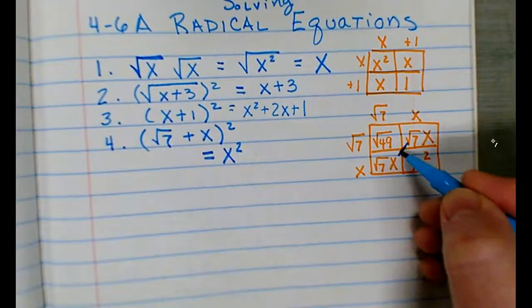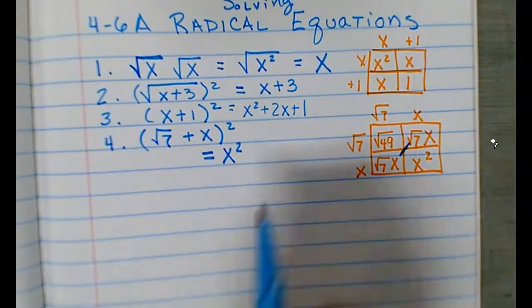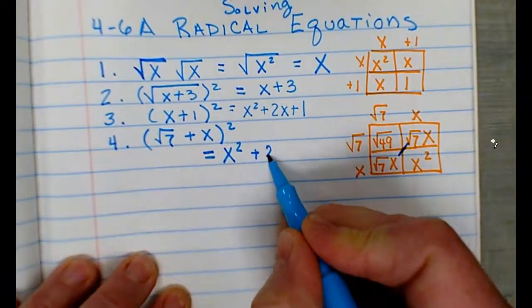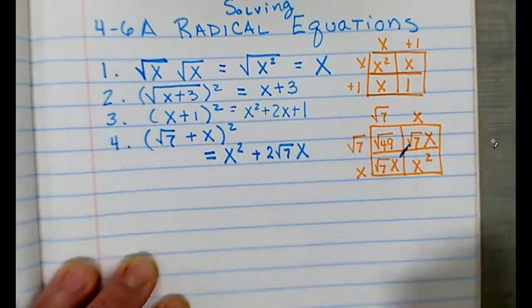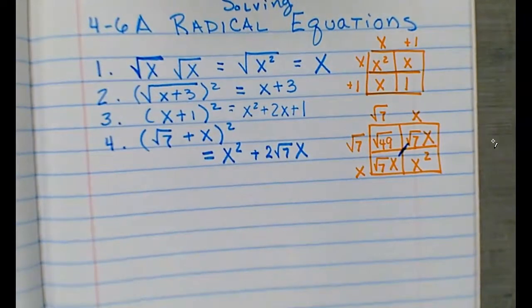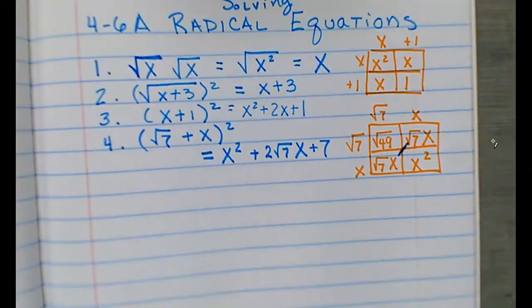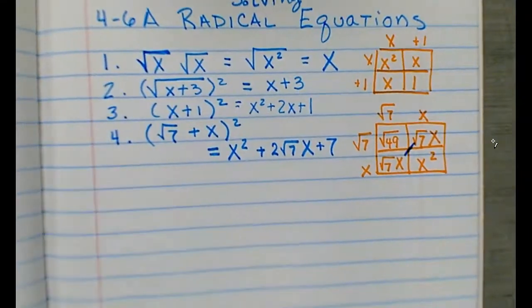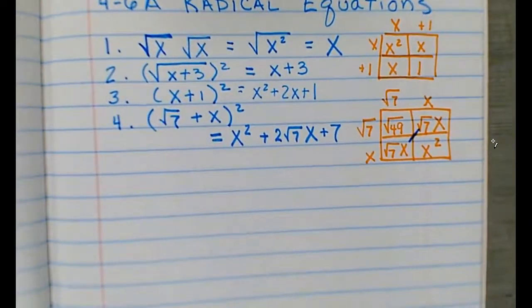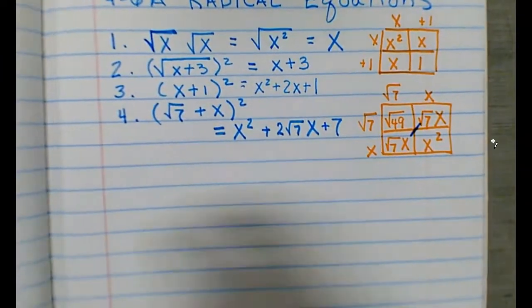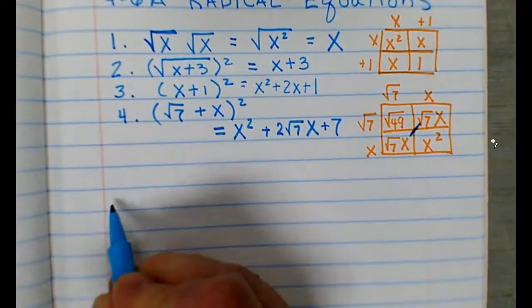Do you see right here we have two of the same thing? We have 2 square roots of 7 times x. And what's the square root of 49? And that's it. We hope we don't have a lot of those because those are ugly. Right? That's an ugly looking answer. But we have not solved anything yet. Those are just some skills we're going to need when we do solve some radical equations.